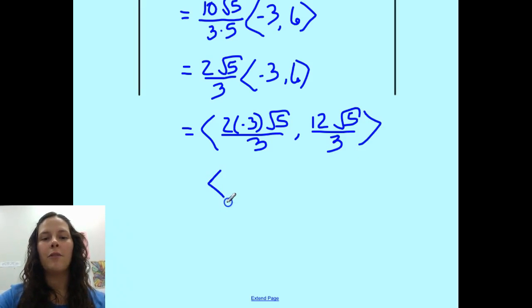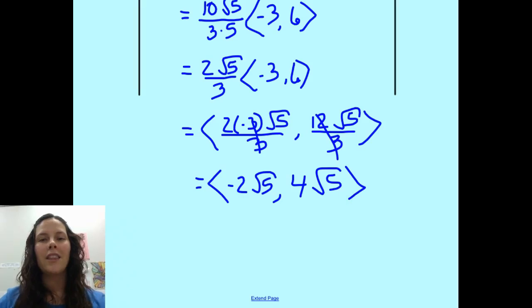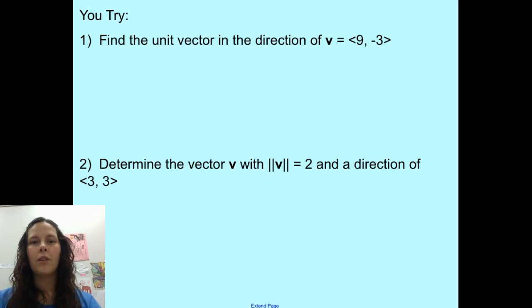And finally, simplifying each piece, the 3s cancel here, so I'm left with negative 2 times the square root of 5. Over here, 12 divided by 3 gives me 4 times the square root of 5. That gives us the component form of the vector that's heading in the same direction as the u vector with the correct magnitude. We have 2 U-try problems to start us off in class tomorrow.